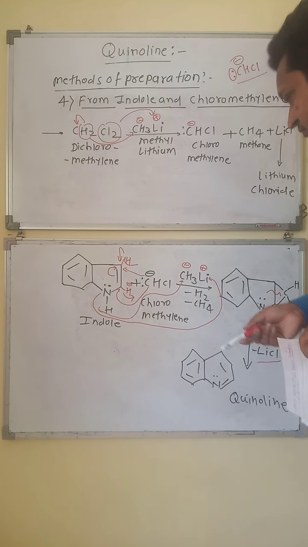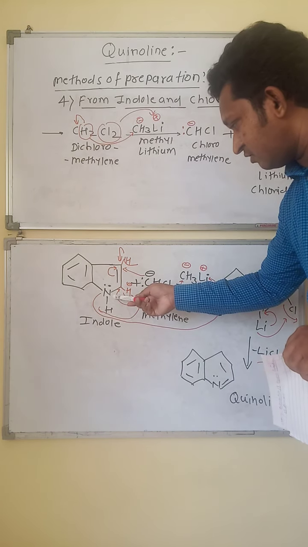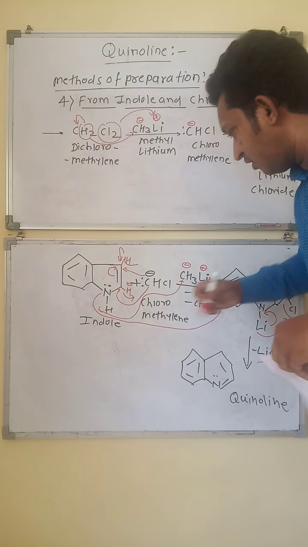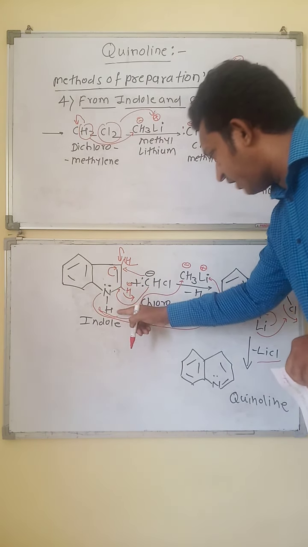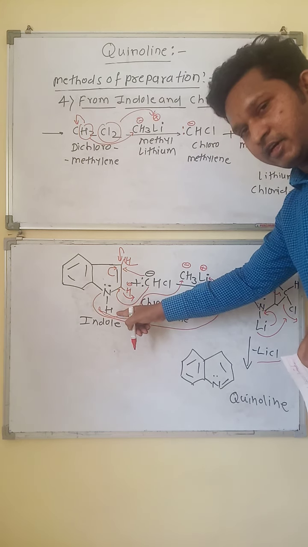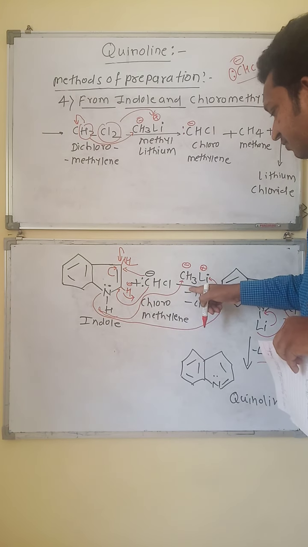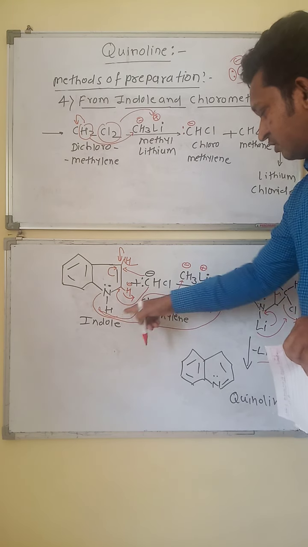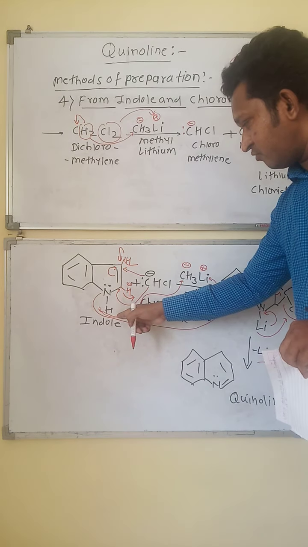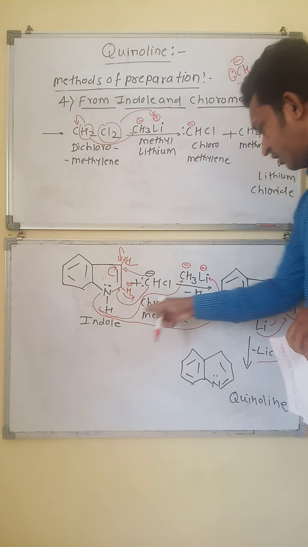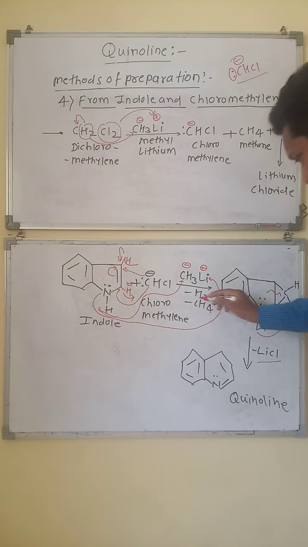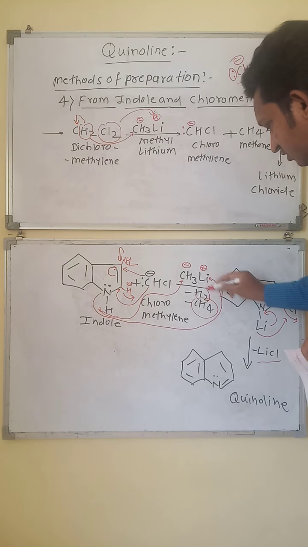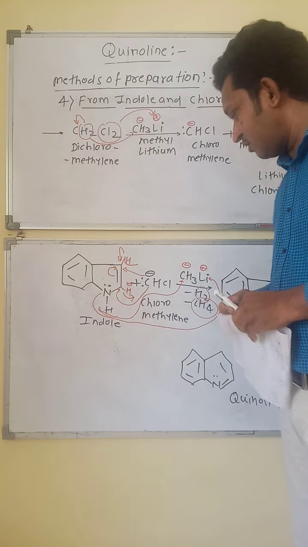Now look at the nitrogen of the indole. It has a lone pair of electrons after the removal of this hydrogen. This hydrogen may be attracted towards the methylene group. The methylene group has a negative charge, so it will attract this hydrogen from the nitrogen of the indole. So there is formation of methane, along with the two hydrogens, one hydrogen gas molecule.